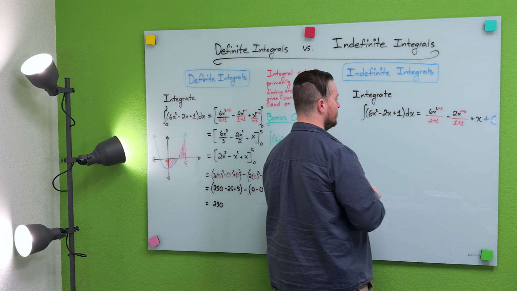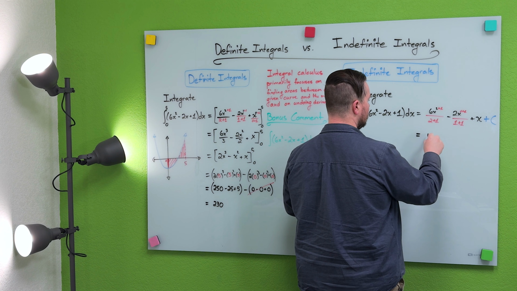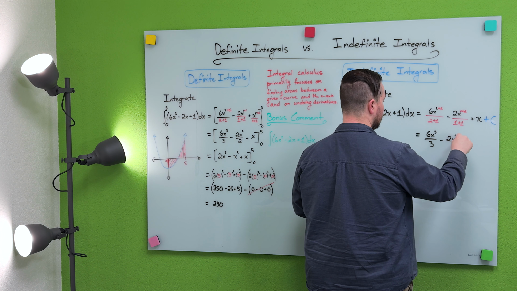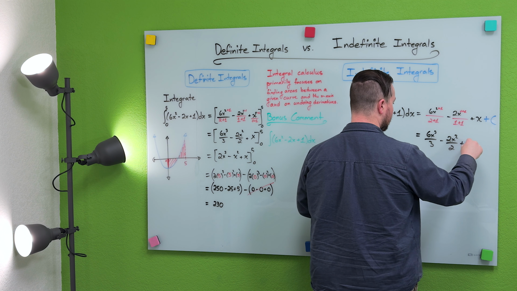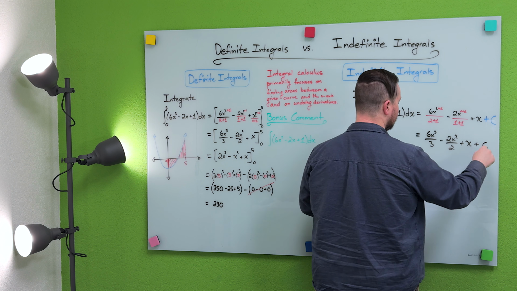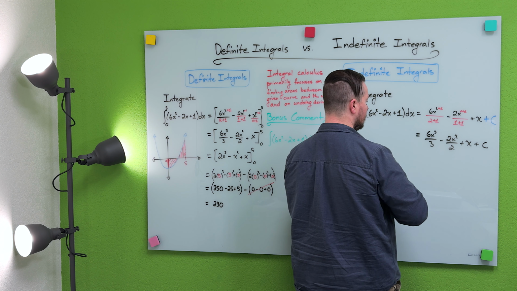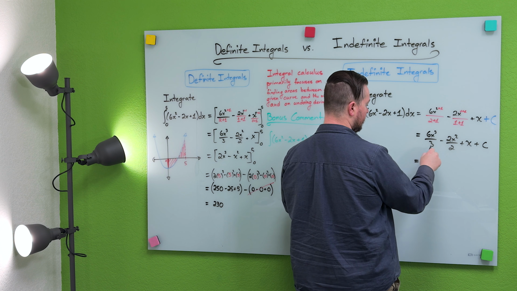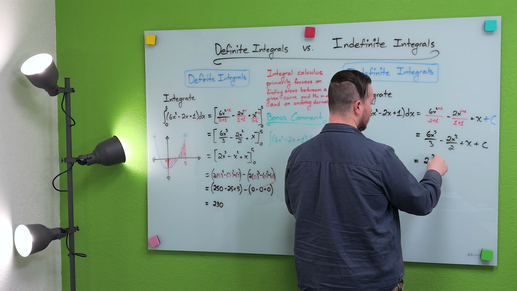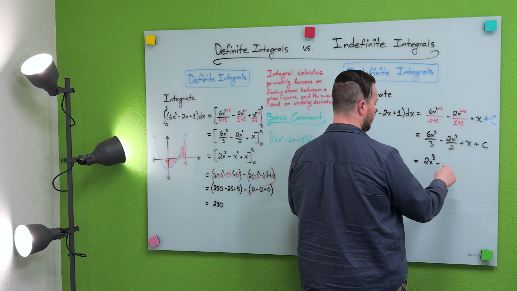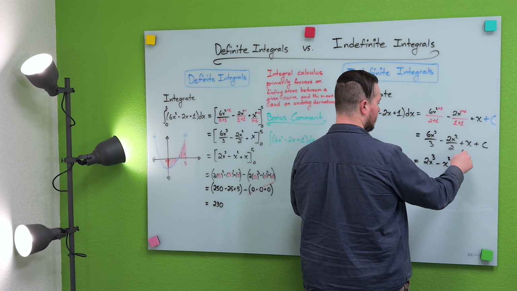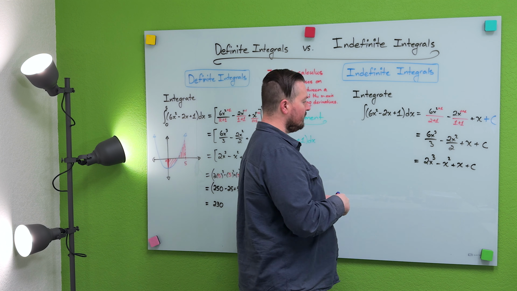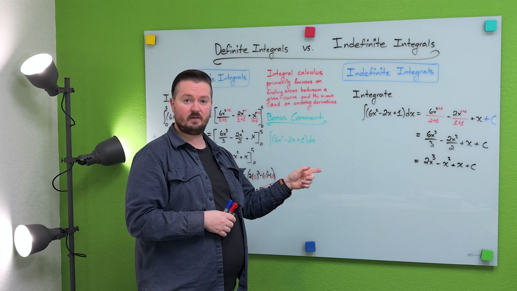Now we can go on to simplifying. We have 6x cubed over 3 minus 2x squared over 2 plus x plus c. Then a little simplifying: 6 divided by 3 is 2, x cubed. 2 divided by 2 is 1, x squared. We have plus x plus c. So that's our final answer.